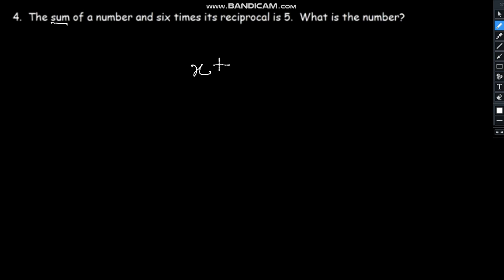It's remaining with another part. So the sum, I'll write my plus, and a number, I'll write x. And 6 times its reciprocal. What's the reciprocal of x? It will be 1 over x. Is 5. So the sum of a number and 6 times its reciprocal is 5.